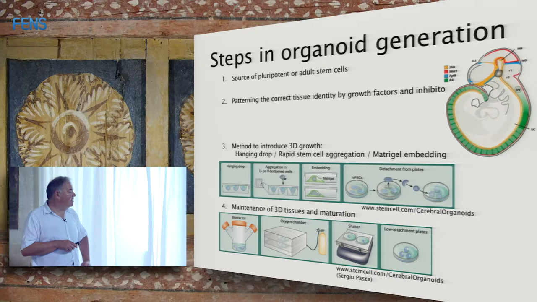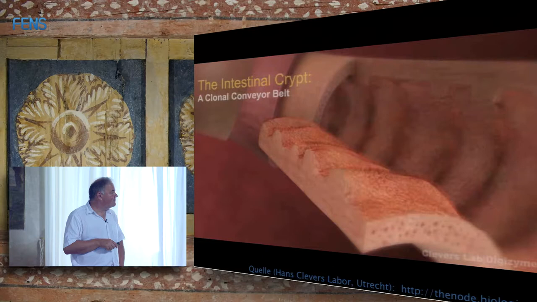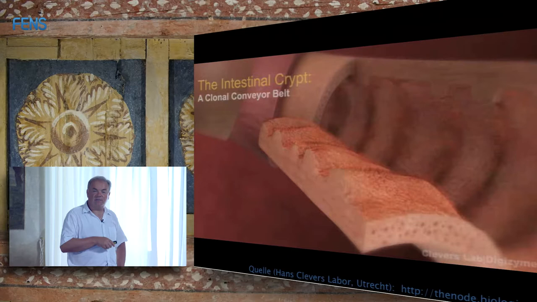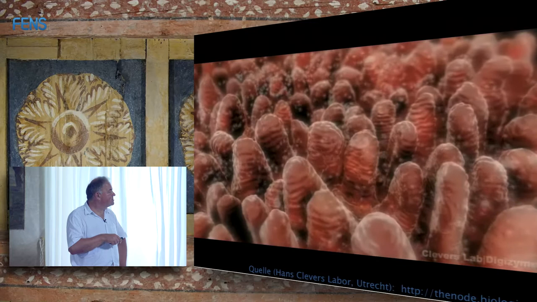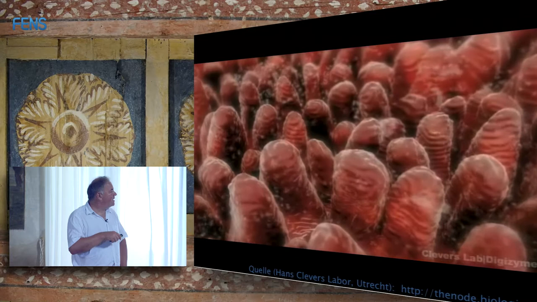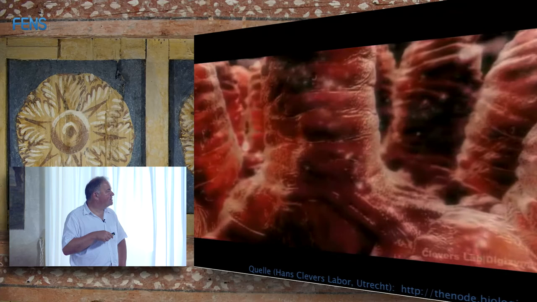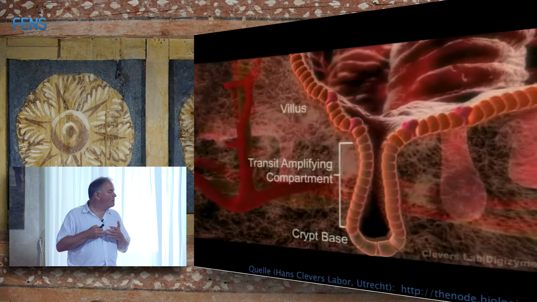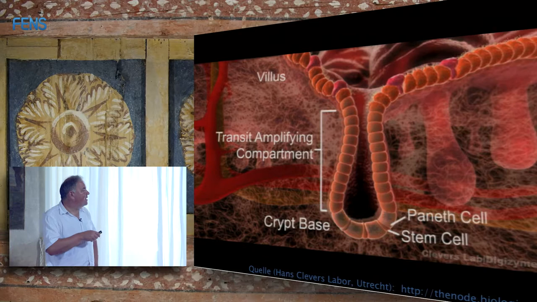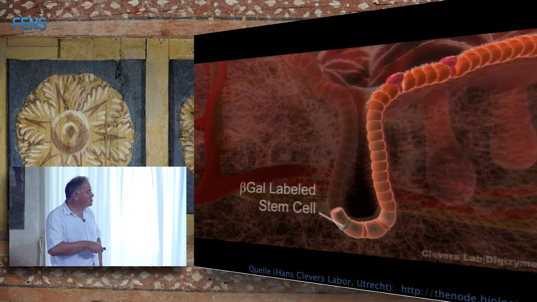So this is a movie from the lab of Hans Clevers that will show you the basic physiology of the intestine. As you know, the intestine has an internal surface that is gigantic. It has these villi that increase the surface and allow efficient resorption of digested material. And the intestine turns over very rapidly. We are wasting kilograms of cell material every week from the intestine. And this is renewed from stem cells, and actually the identification of those stem cells.